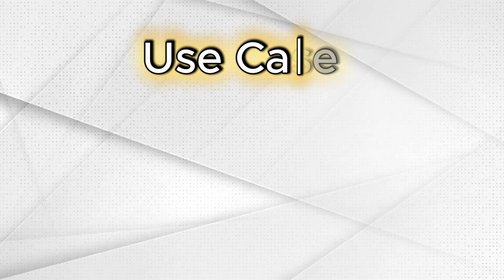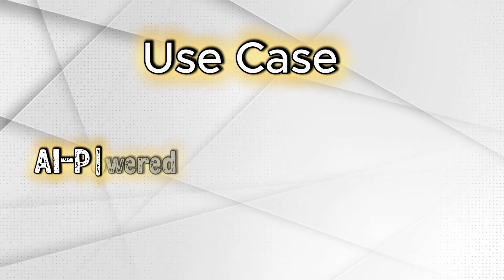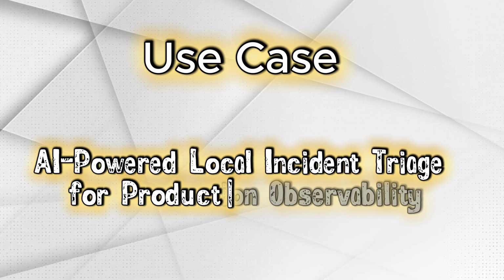Observability tools show you dashboards. But during an incident, we don't want charts, we want answers. Cloud AI tools can be really powerful, but some teams can't use them due to data sensitivity, cost, or compliance. So today we'll build something different: an AI observability tool that runs entirely locally. Use case: AI-powered local incident triage for production observability.